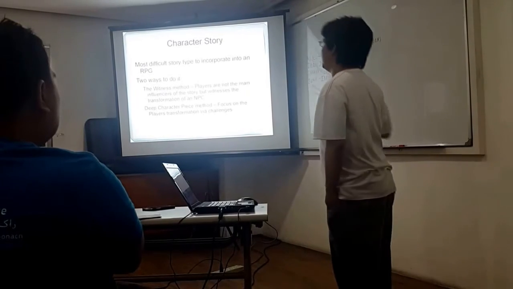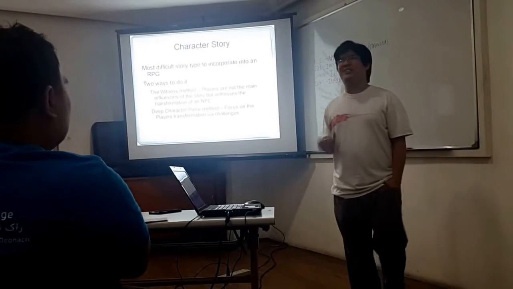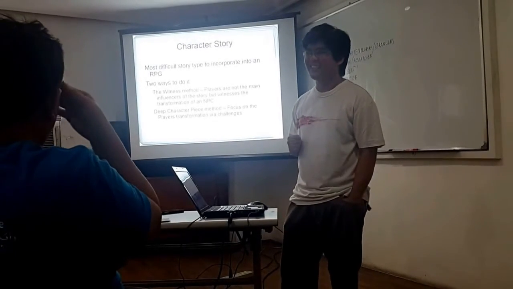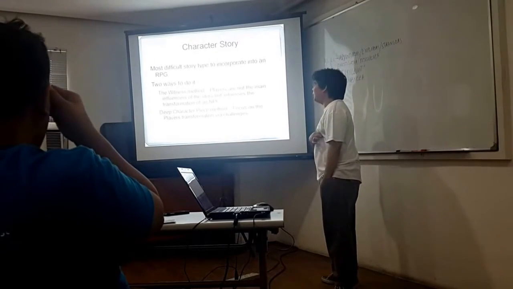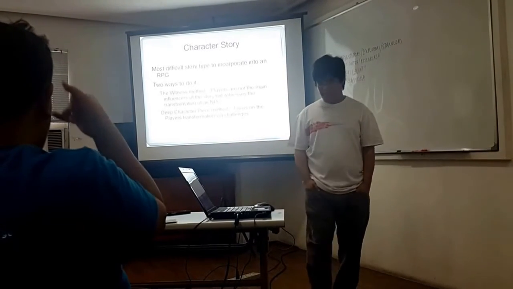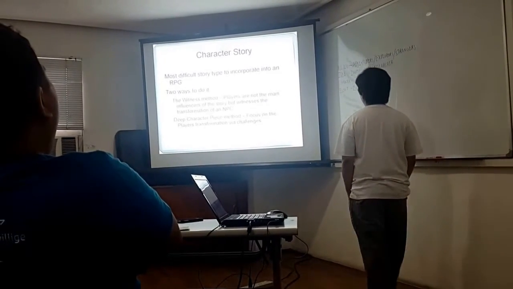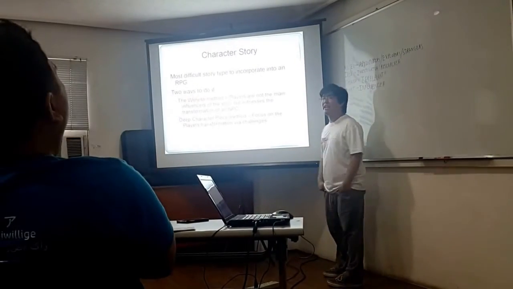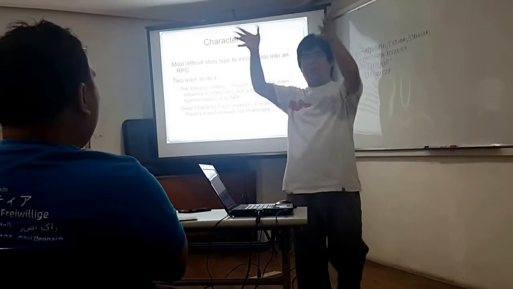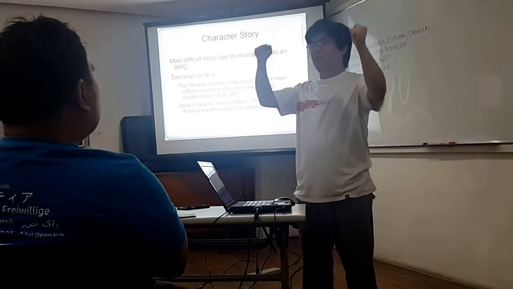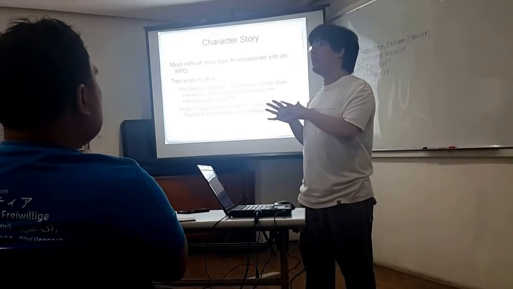Now, character stories are probably the most difficult type of story to incorporate into an RPG, simply because you're not in control of the character. There are two ways to do it: the witness method and the deep character piece method. In the witness method, the players are not the main influence in the story, but witnesses to the transformation of an NPC. That means there's one NPC character. This person is the one who will save the world, and the characters are the ones who are helping.